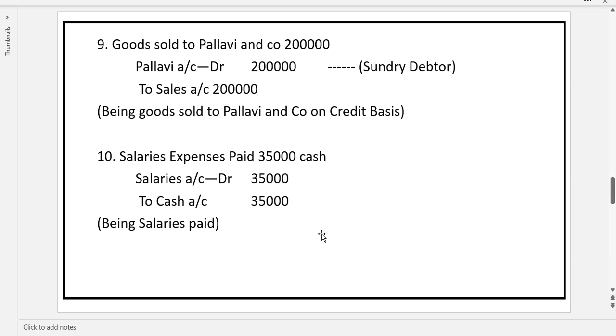Here we will be using the nominal account: debit all expenses and losses. So that's why we have debited the expense name. Salary account debit to cash account. Here we have mentioned the cash, so that's why we have the cash.